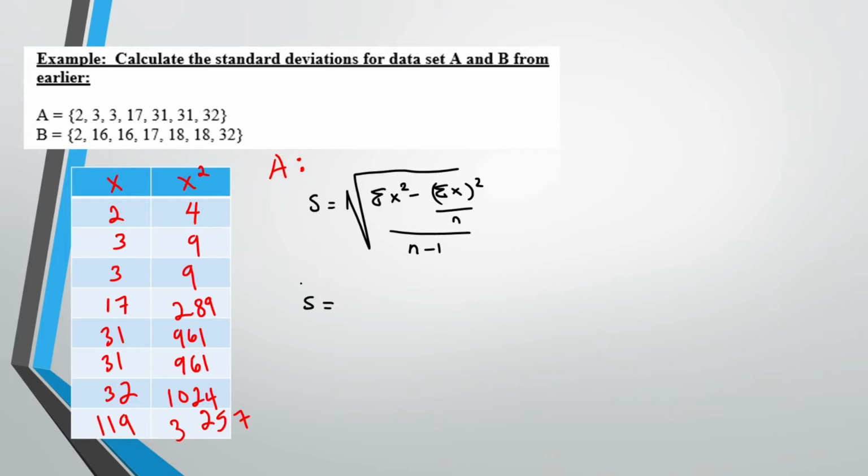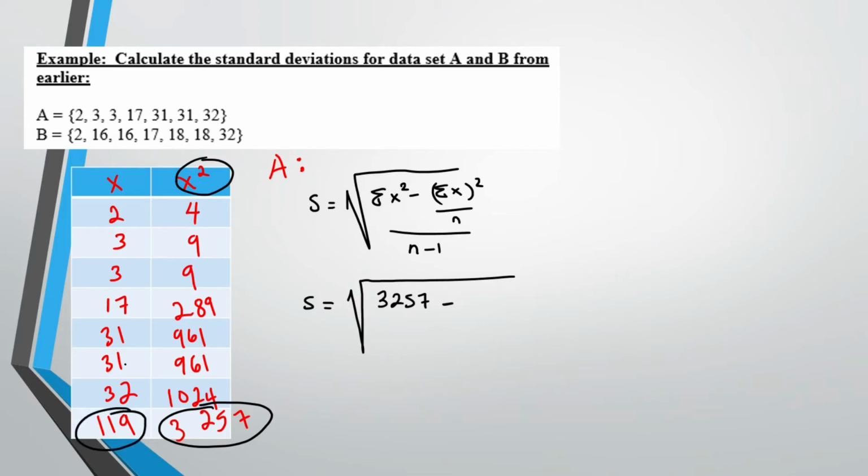Remember, the summation of x squared is going to be the total of the second column, the total of the x squared column, and this will be 3,257. So we'll plug that number in, 3,257 minus the summation of x, which is our total for the first column, and that's 119. We'll square that, divide by our sample size, which in this case is 7. Our sample size is 7, and we're going to divide that by 7 minus 1.